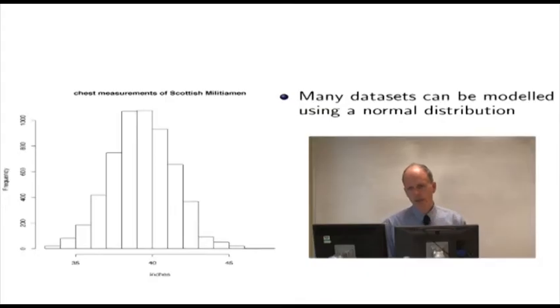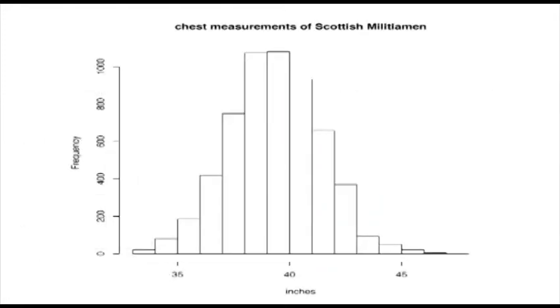And I've drawn here a histogram of chest measurements of Scottish militiamen taken from about the middle of the 19th century. There were about 6,500 Scottish militia, and each one has a chest measurement recorded, and here we have a histogram of the results. And we can see what's quite a characteristic shape of this sort of bell-shaped curve. And many data sets have a very similar picture when you draw a histogram.